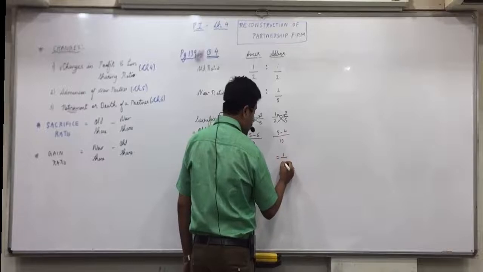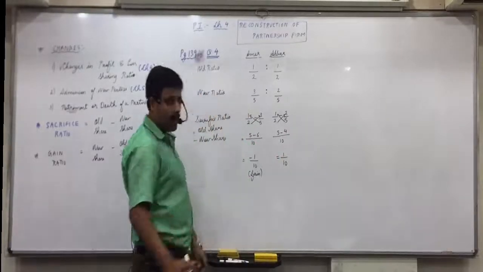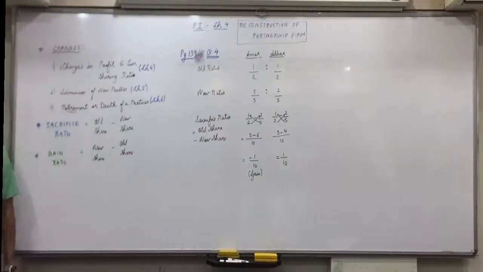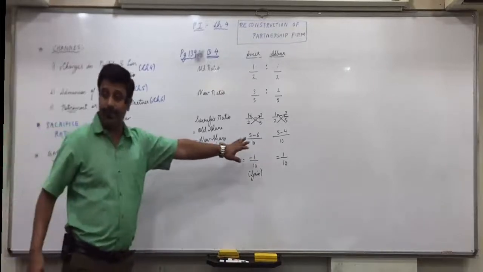5 minus 4, 1/10. And it's quite obvious when there are only two partners, what one will sacrifice, other will gain. So Akbar is sacrificing 1/10 and same amount Amar is gaining. Any confusion in this? Is this calculation clear to everyone? Yes. Write it down.